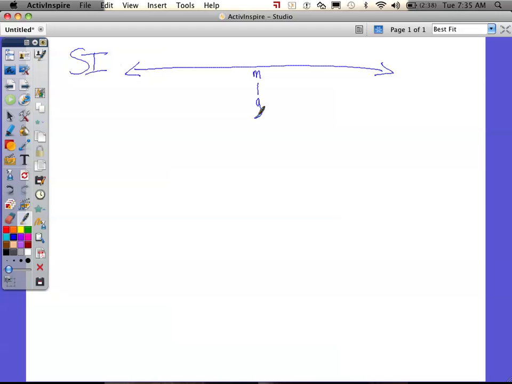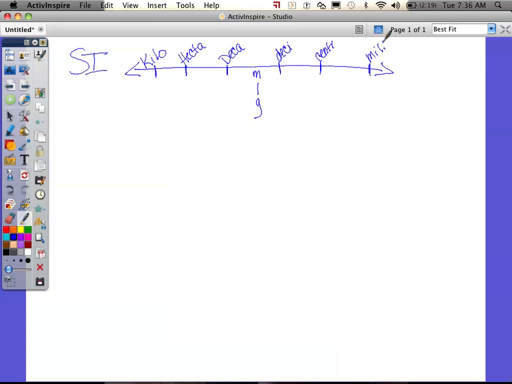The bigger numbers are kilo, hecta, which we will probably never use, but as a placeholder we need to put it up there, and deca, which we'll probably never use. You hardly ever hear about decameters, decaliters, or decagrams. And then on the right side, you have deci, centi, which is what we use a lot, and milli, which is another one we use a lot.